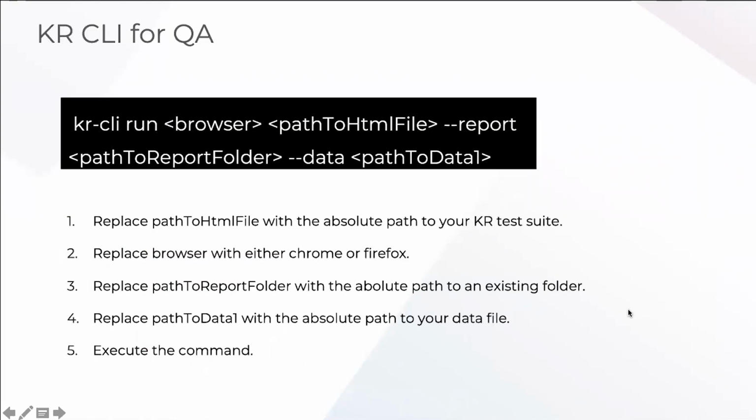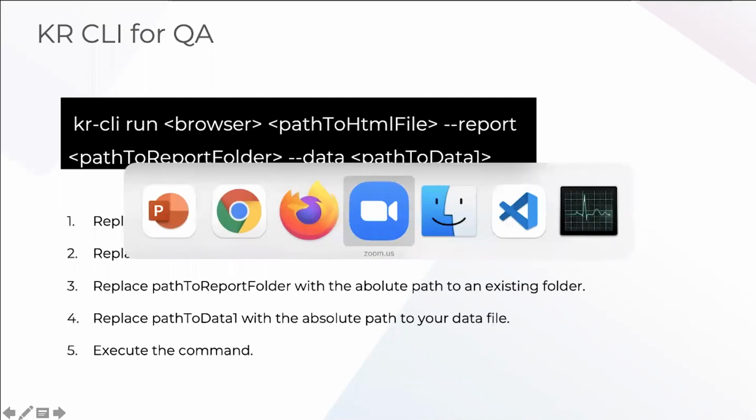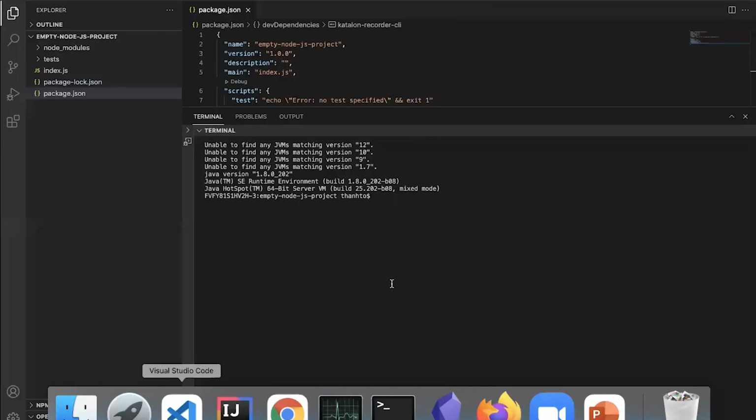So the command line runner comes in two modes, right? The first mode is for QA, and this is the mode that provides you with the option to customize the location of the folder report, the location of your data files, and of course you have to specify the target for the command line runner. But then the syntax is rather easy. So let me show you exactly how that works.